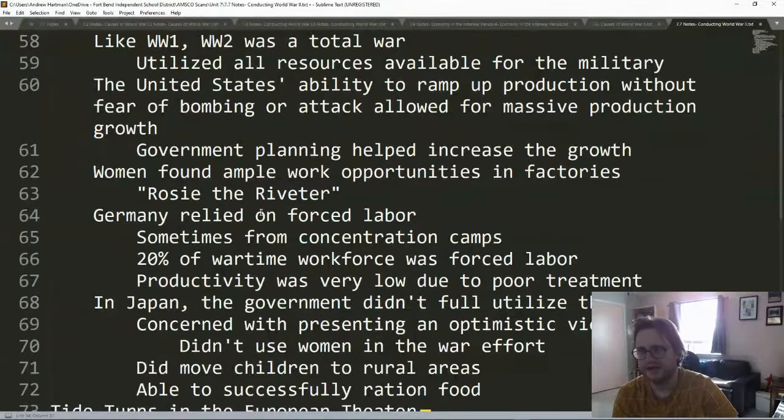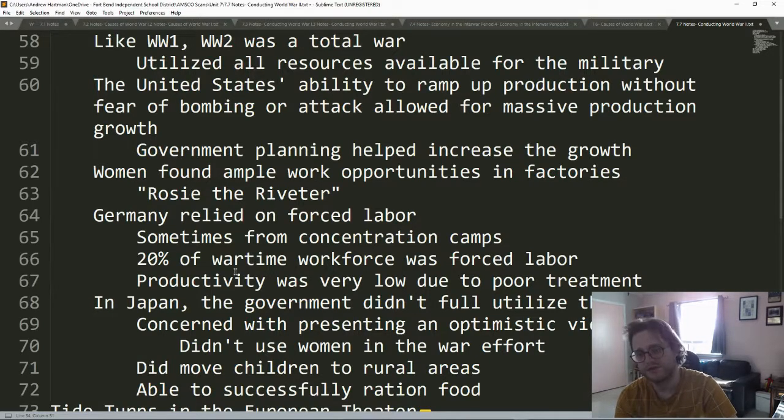Japan, on the other side, tried to keep up a veneer for the public at home, a falsity of everything's fine, continue throughout your day. And so they did not have women participating in the economy like we see in the United States, which is going to be a really bad call. It's going to really decrease the Japanese ability to produce on the level with the Americans over time.